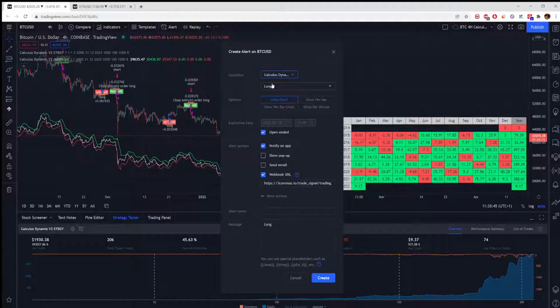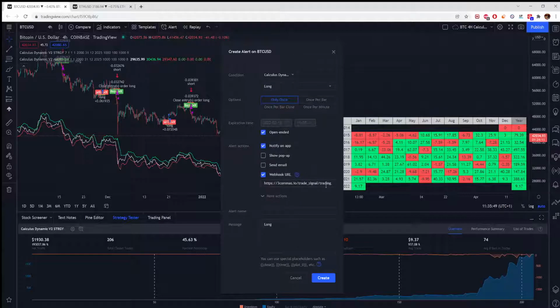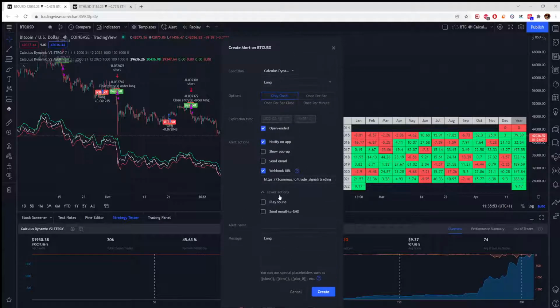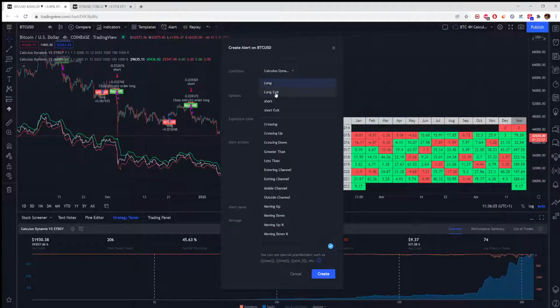So let's assume, for example, you have long exit and short exit in this case. Let's assume you would have 3Commas bot. So in this case, for example, you would name it BTC long entry, and here you would paste the message from the 3Commas bot for long, once per bar close. And then of course you'll do the same for long exit, short, and short exit.